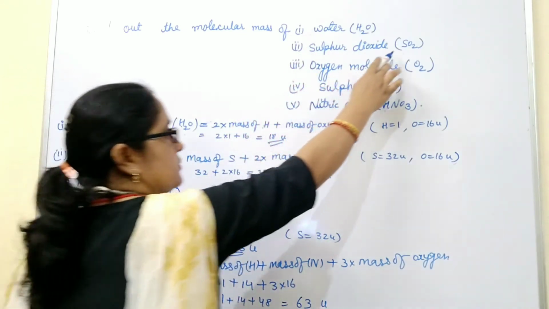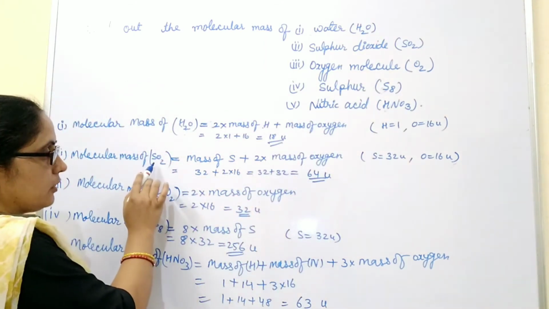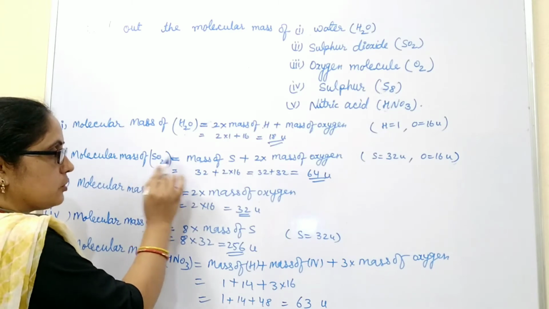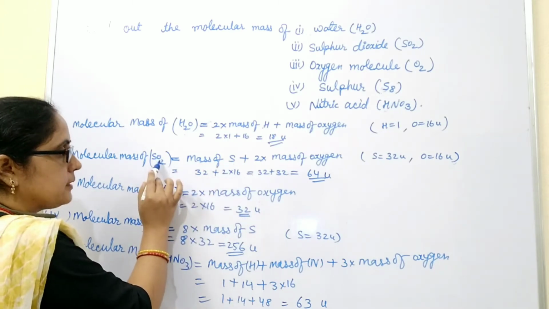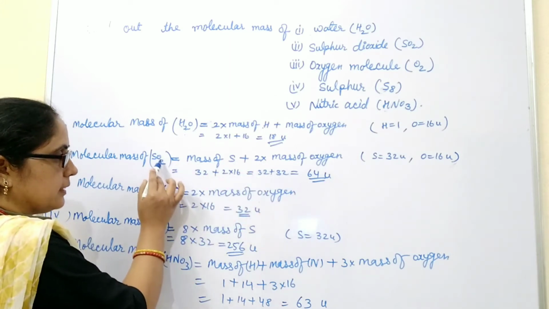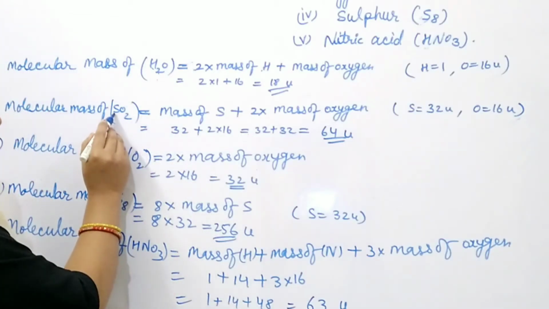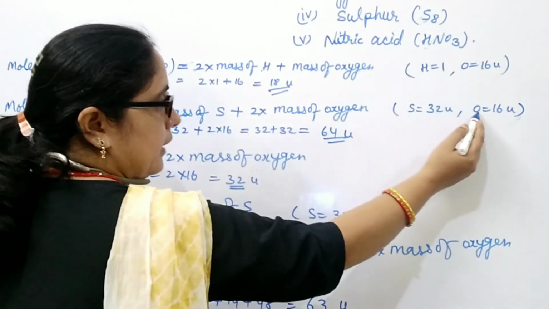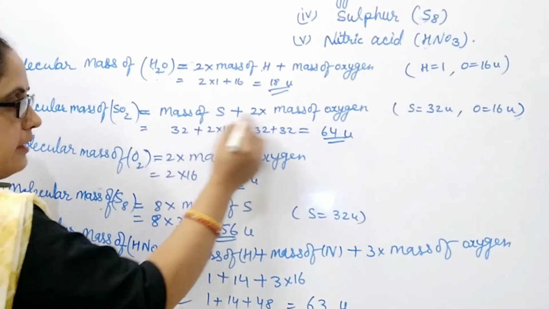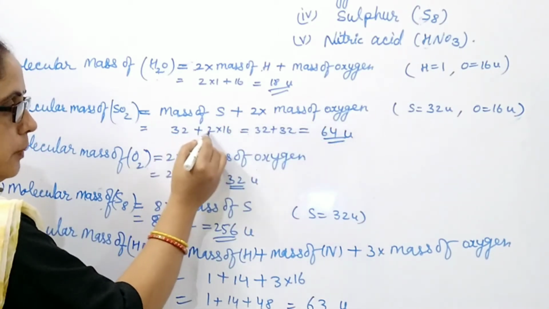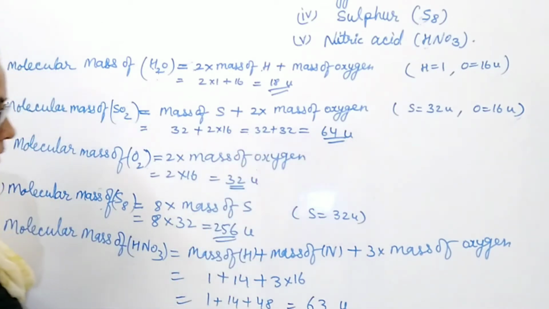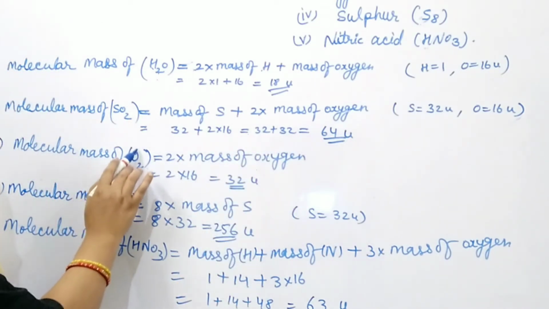Similarly, the molecular mass of sulfur dioxide. The formula of sulfur dioxide is SO2. The molecular mass of SO2 is equal to the mass of one sulfur atom plus the mass of an oxygen atom times 2, because 2 atoms of oxygen are present here. The atomic mass of sulfur is 32 units and the atomic mass of oxygen is 16 units. So by putting in the values we get 32 plus 2 times 16, that is 64 units.